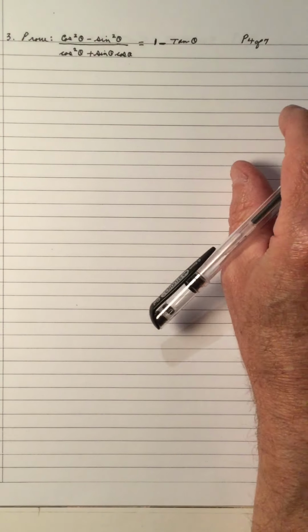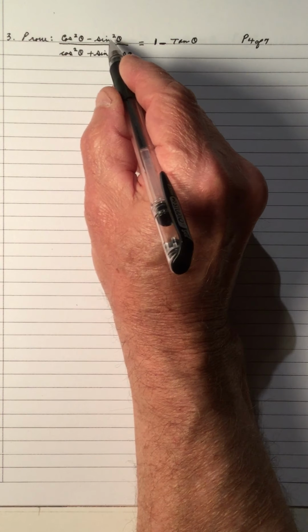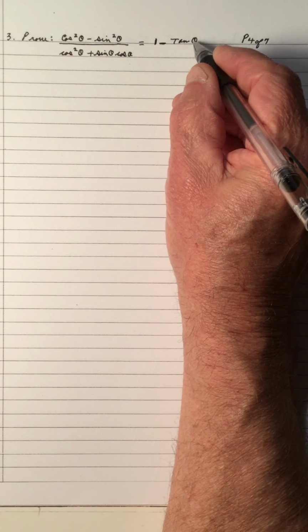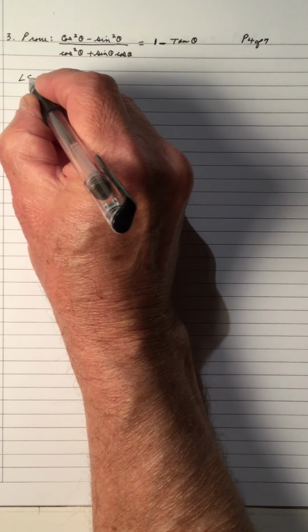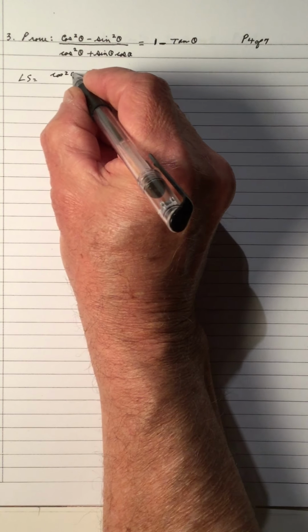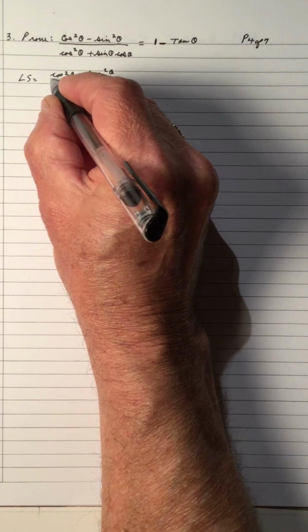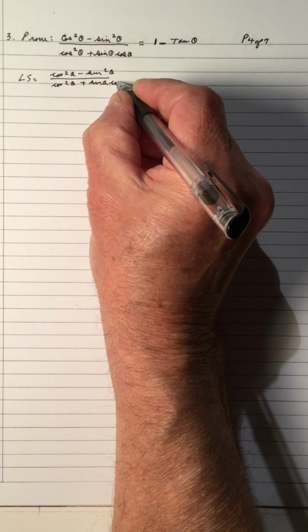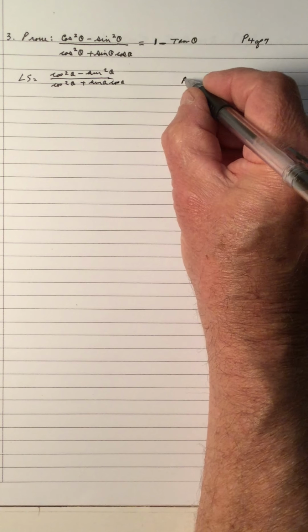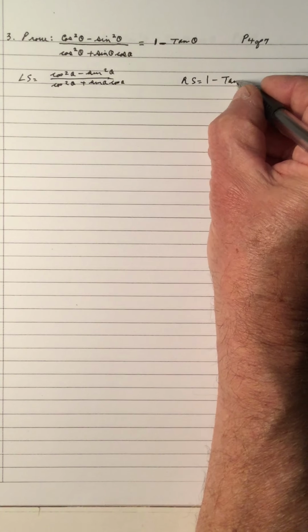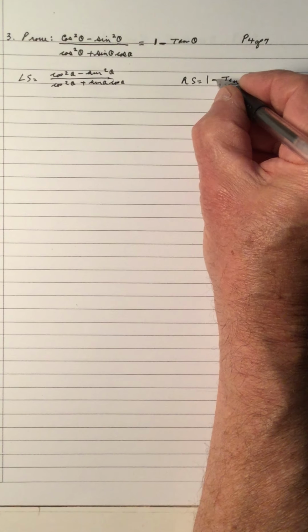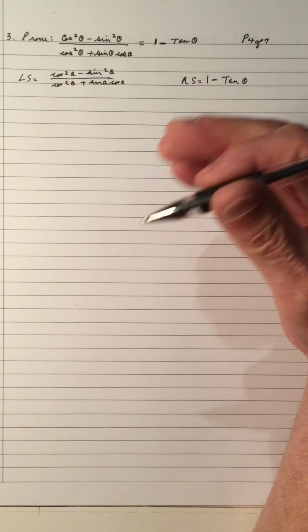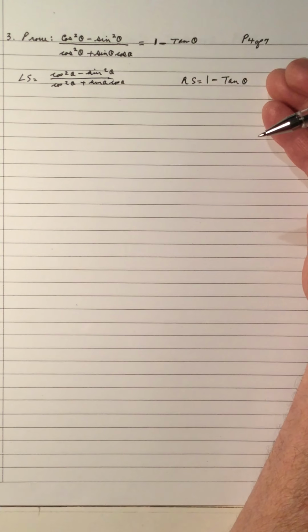Okay. Number three, prove (cos squared θ minus sine squared θ) all over (cos squared θ plus sine θ cos θ) equals 1 minus tan θ. And again, we have a left side, cos squared theta minus sine squared theta all over cos squared plus sine cos, and the right side is 1 minus tan theta. So which side are you going to work out? Okay, well, if you don't know which one to do, pick one. Pick the left or pick the right.